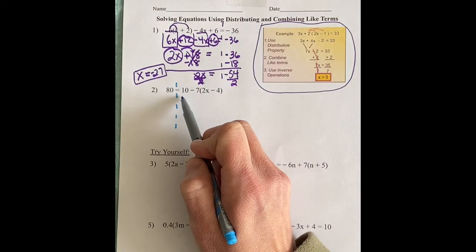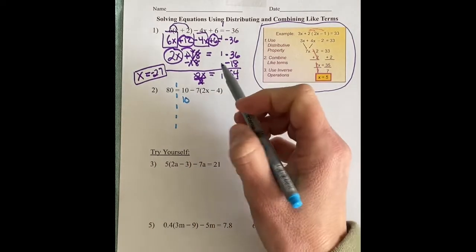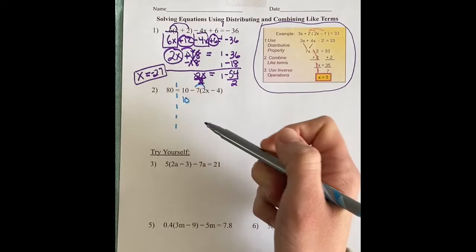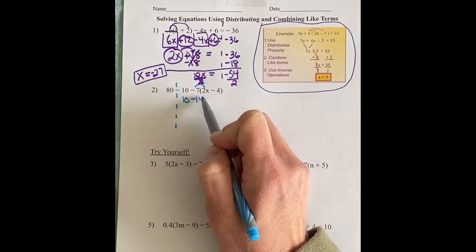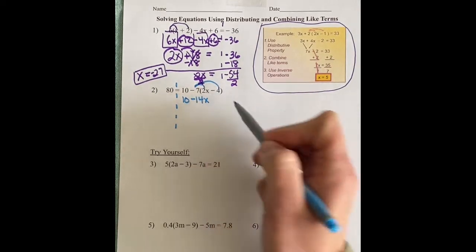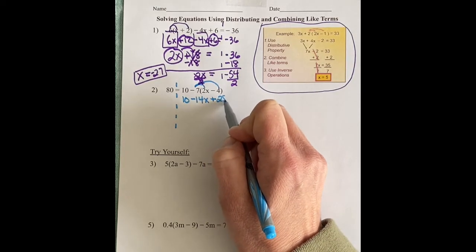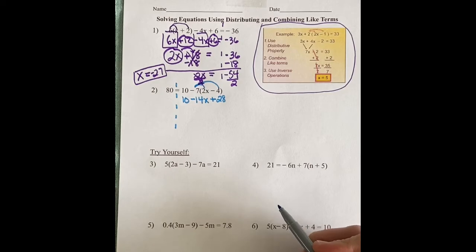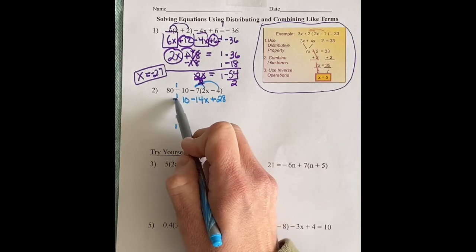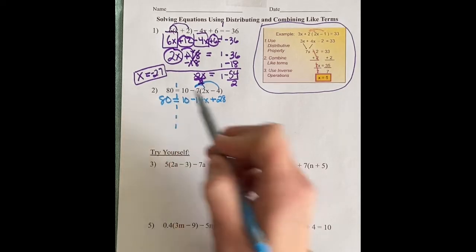So that 10 is just going to be brought right down. Negative 7 times 2x is negative 14x. Negative 7 times negative 4 is positive 28 because I'm multiplying two negatives. That's an even amount. When you have an even amount of negatives, remember it's always a positive answer. And then I'm going to bring down my equals, 80.